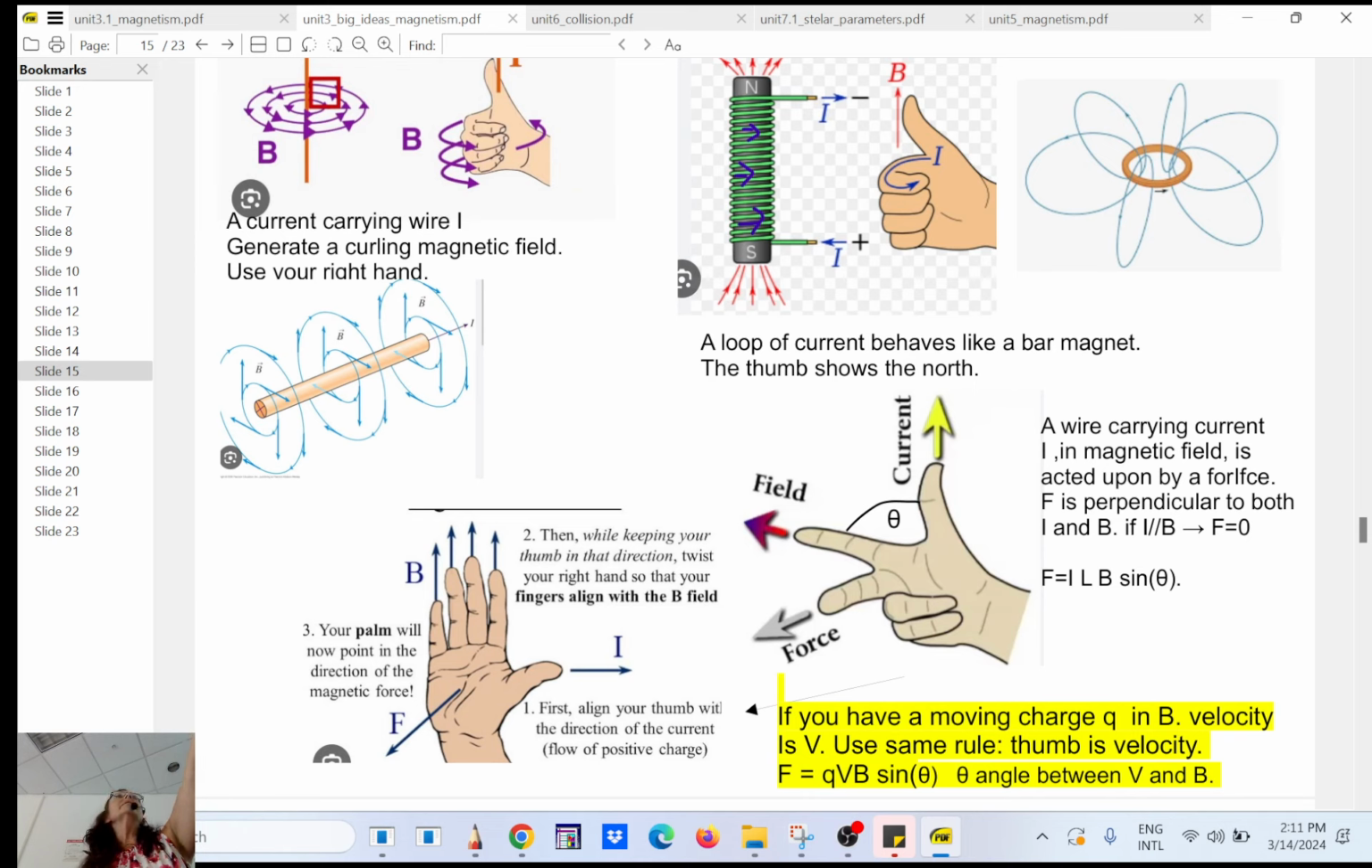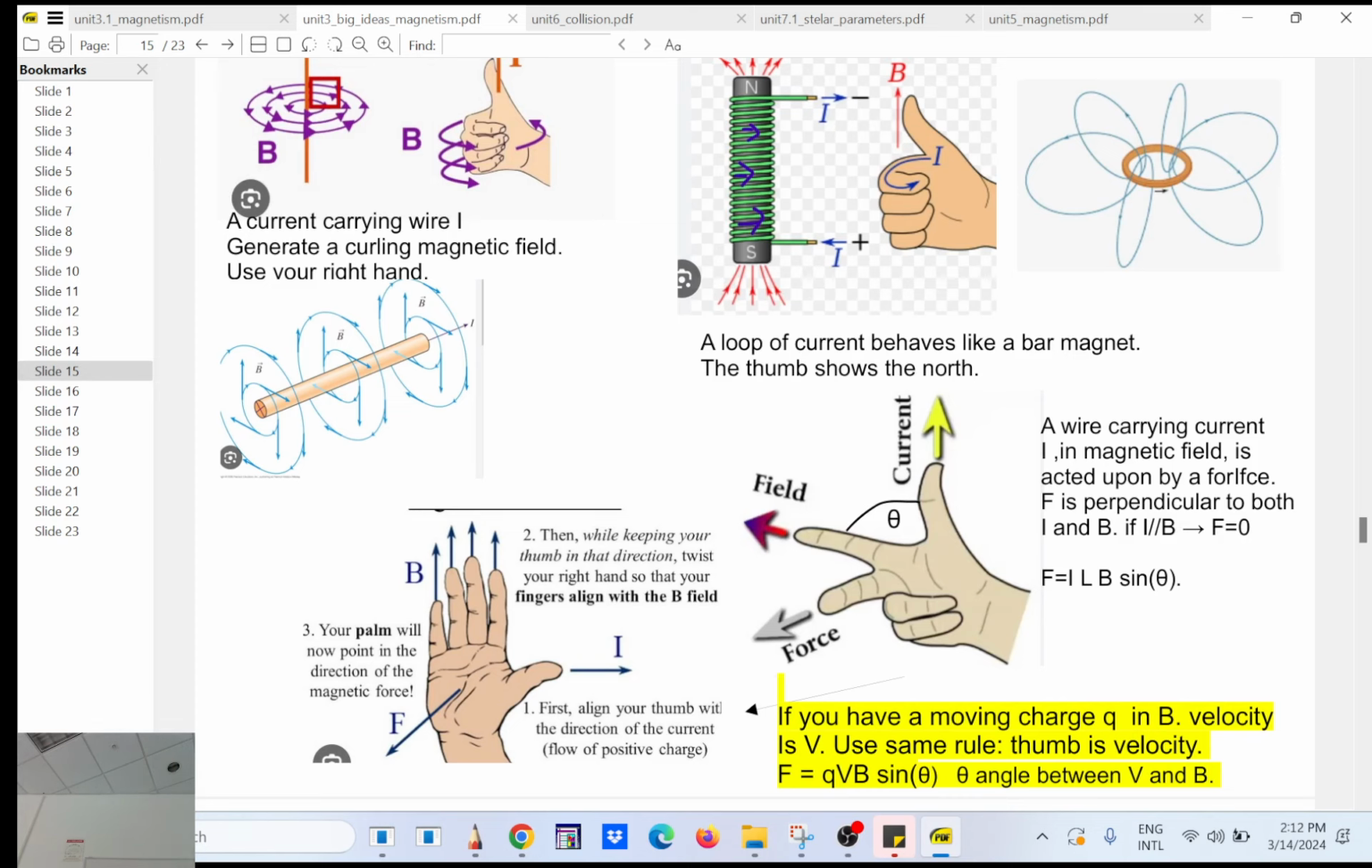So it means the current is parallel to the field. We're going to get 0. Very good. Okay? If the current is parallel to the field, there is no force. If it's anti-parallel, there is no force.